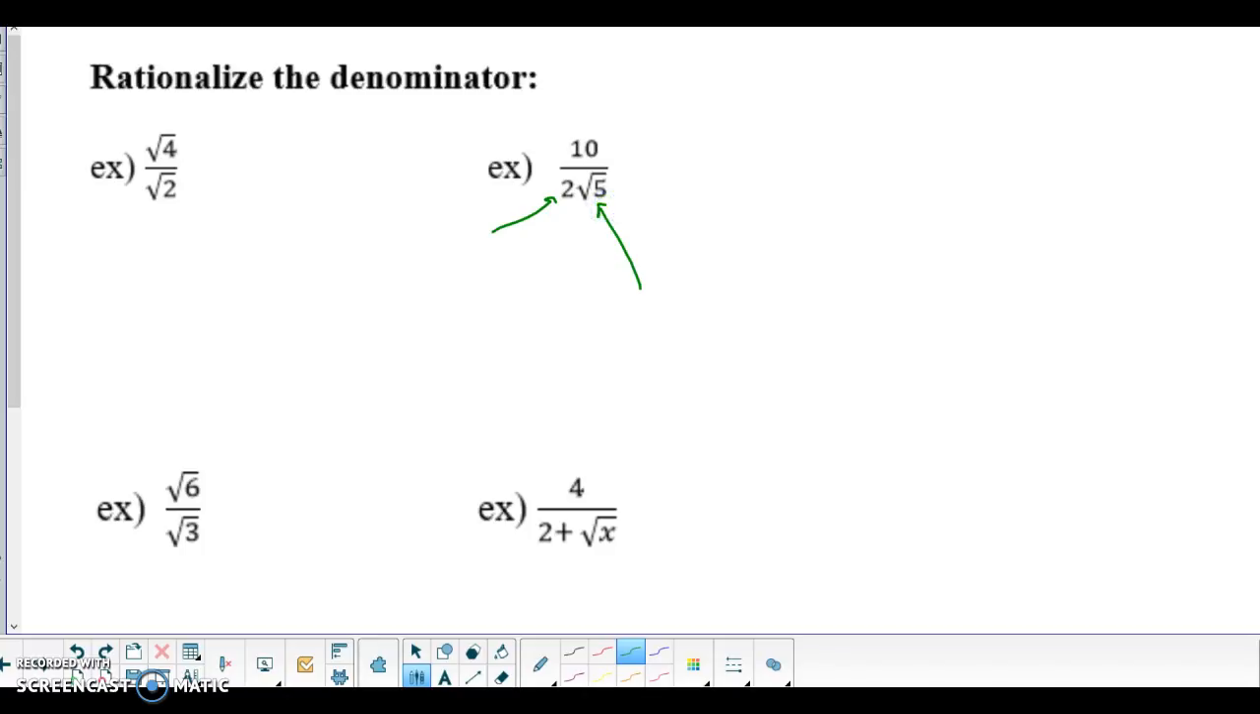So on this example, the only thing we need to multiply is the square root of 5 on the top and the bottom. Why isn't the 2 a problem? That's a whole number. That's a good foundation, right? 2 is rational. 2 is good to have. The square root of 5 is irrational. It's like gravel.